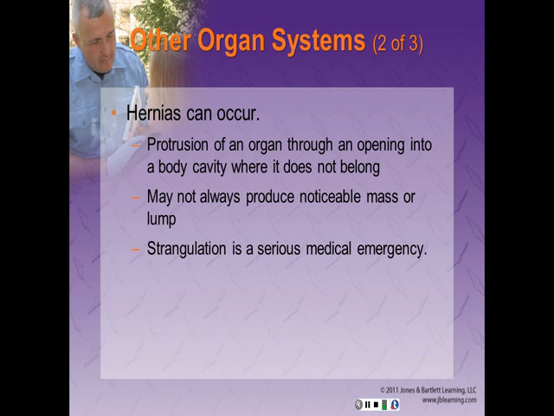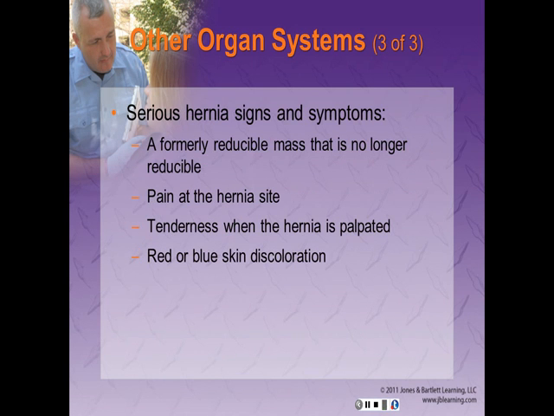Reducible hernias pose little risk and can be pushed back into the body cavity. Incarcerated hernias cannot be pushed back in and are compressed by surrounding body tissue. Strangulation of an incarcerated hernia is a serious medical emergency because the blood supply is compromised by the compressed surrounding tissue. Some serious hernia signs and symptoms include a formerly reducible mass that is no longer reducible, pain at the hernia site, tenderness when the hernia is palpated, and red or blue skin discoloration over the site of the hernia.